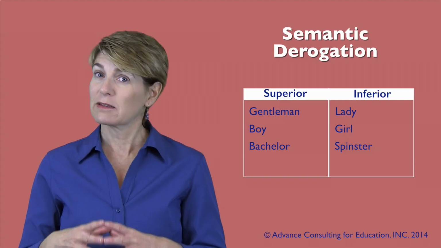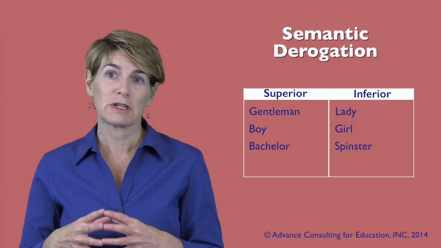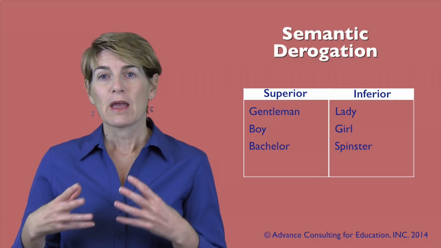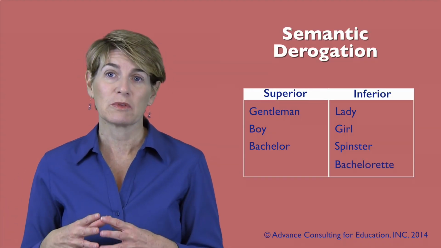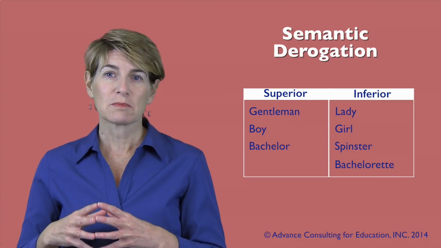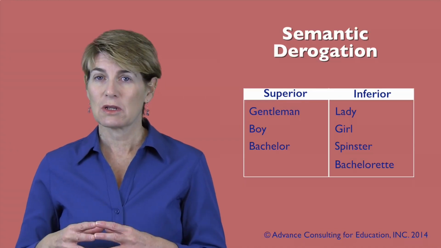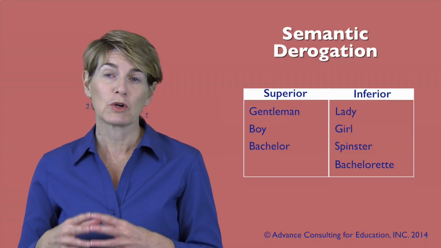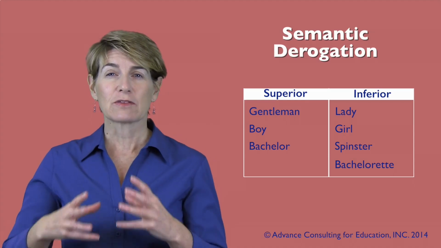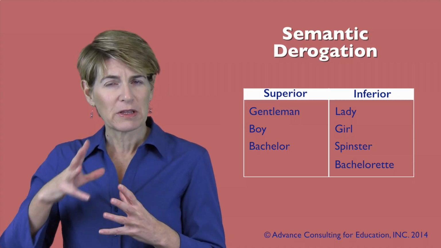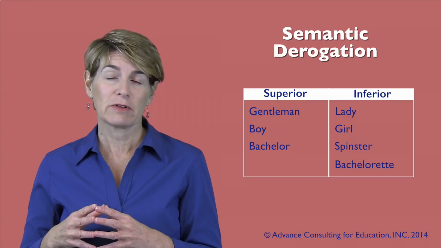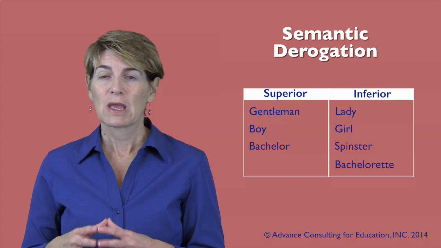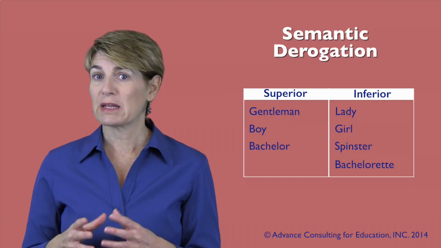Bachelor, on the other hand, doesn't really have a lot of negative connotation associated with it. And then there's the corresponding term bachelorette that can also be paired with bachelor. There's not quite as much negative connotation associated with the word bachelorette. It's more considered a little bit younger, less mature, but it doesn't have that strong negativity that the word spinster has. So these are examples of semantic derogation.